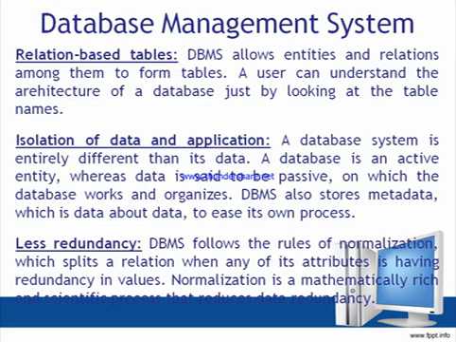Less redundancy. A database management system follows the rules of normalization, which splits a relation when any of its attributes has redundancy in values. Normalization is a mathematically rich and scientific process that reduces data redundancy.